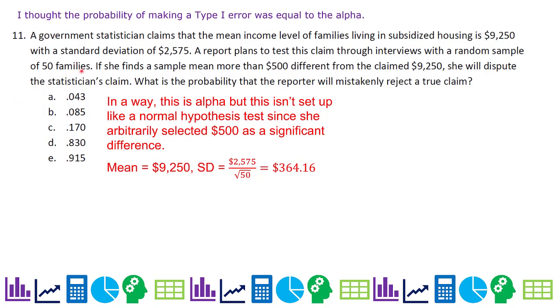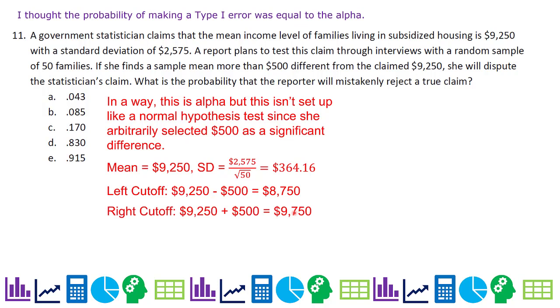So just a little FYI, the population standard deviation is a known value, so we're going to use a normal distribution here. All right. She finds the sample mean is more than $500 different. So we're going to have a cutoff here and a cutoff there.